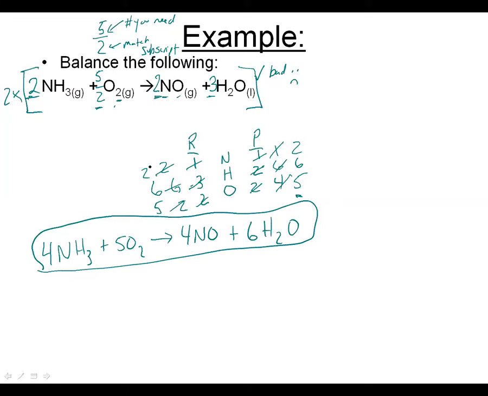So we have 4 nitrogens on the left. We have 4 on the right. We have 4 times 3 is 12 hydrogens on the left. 12 hydrogens on the right, 6 times 2. 5 times 2 is 10 oxygens, and 4 oxygens here, and 6 here, which would be 10. So this would be your correctly balanced.